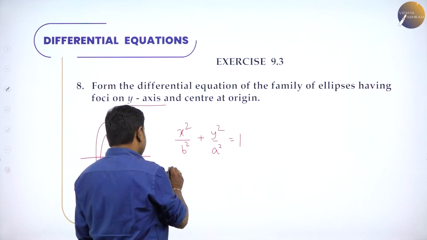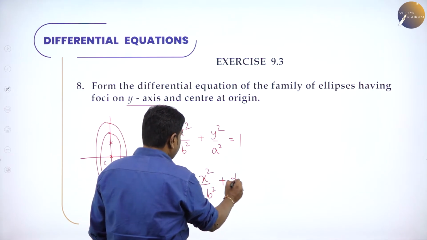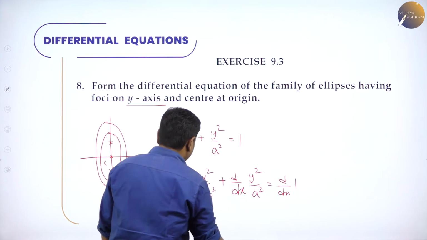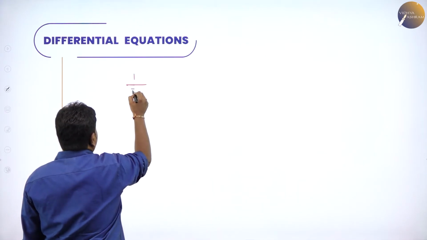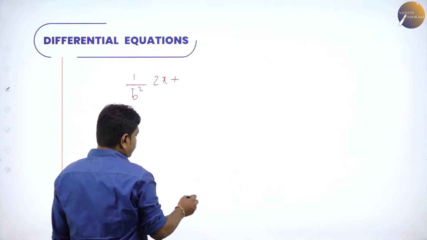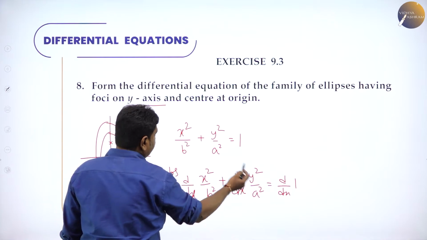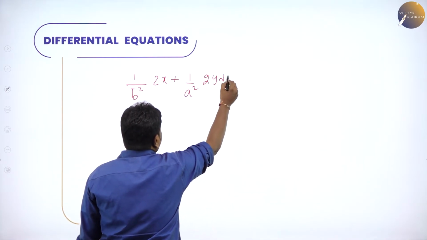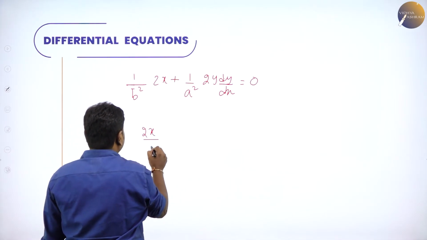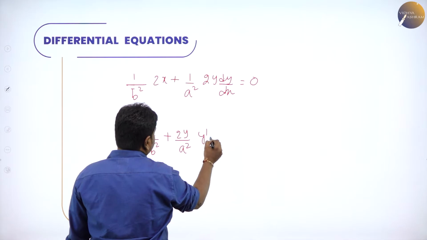So differentiate both sides. d by dx of x square by b square plus d by dx of y square by a square is equal to d by dx of 1. So now 1 by b square, take it out. d by dx of x square is 2x, plus again 1 by a square is constant, take it out. And d by dx of what we have? d by dx of y square. d by dx of y square is 2y into dy by dx, chain rule, is equal to 0. So now 2x by b square plus 2y by a square into y dash is equal to 0.